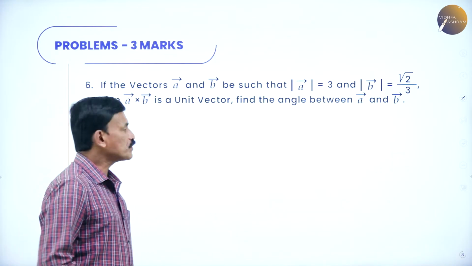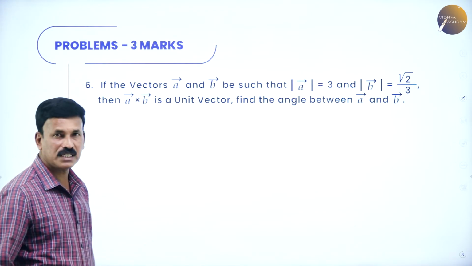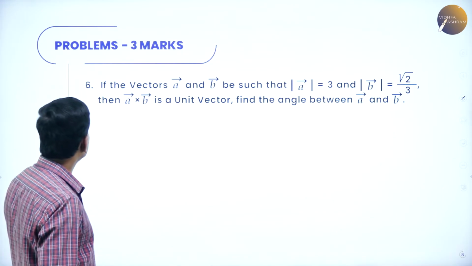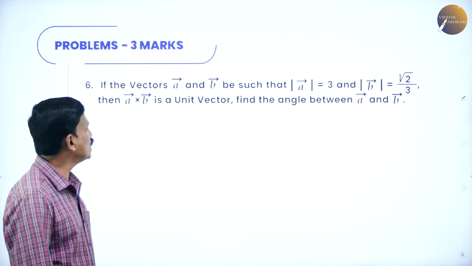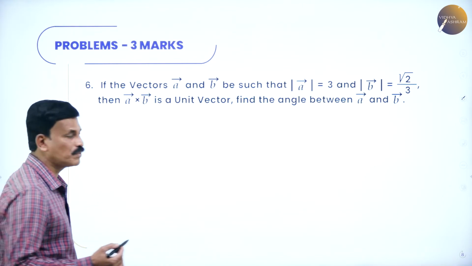Right. Now what is the problem given? If the vectors a and b are such that the length of vector a is 3 and the length of vector b is root 2 by 3, and a cross b is a unit vector, find the angle between the vectors a and b. This is a very important and simple problem.